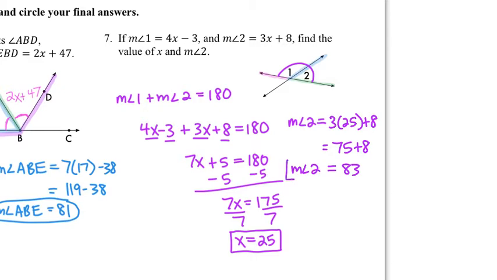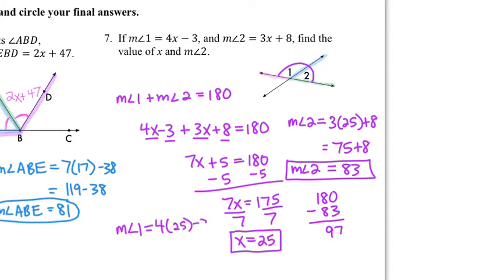We can check our answer easily by figuring out what the supplement would be. So 180 minus 83 would be 97. And we're going to make sure that measure of angle 1 equals 97. So measure of angle 1 with our x here: 4 times 25 minus 3. 4 times 25 is 100, and 100 minus 3 is 97. So we got matching numbers here, so we know our answer is correct. And that's it for number 7.